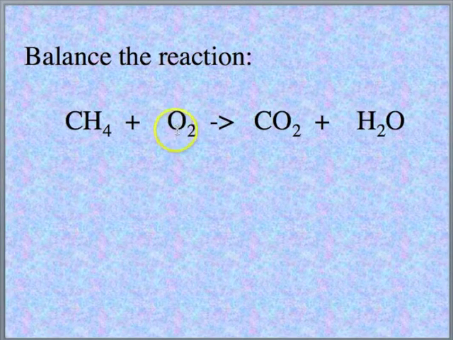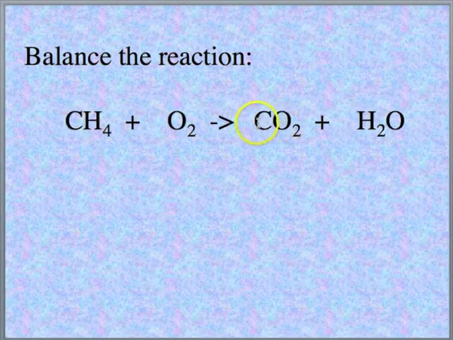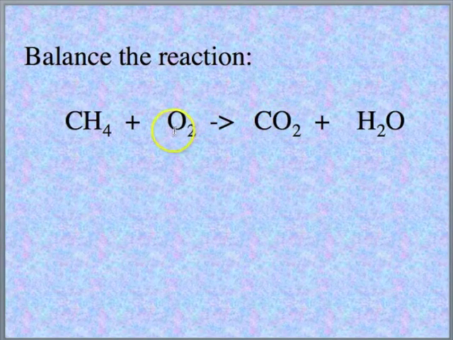This is simplest because it only contains oxygen. This contains carbon and hydrogen, or this is carbon and oxygen. So the least complex molecule is the O2, and that's what gets balanced last.